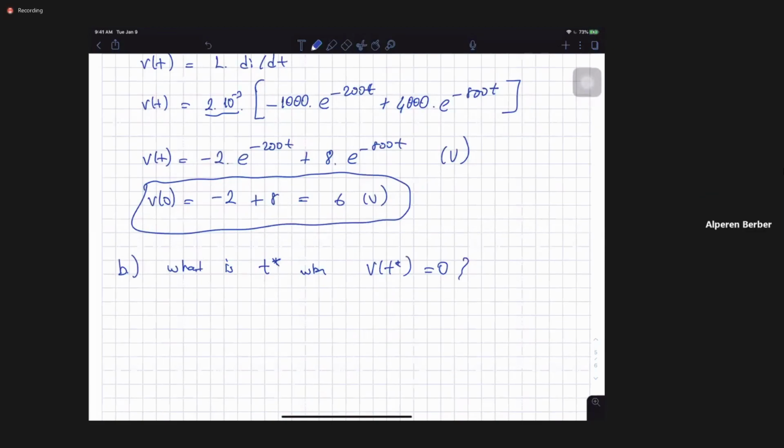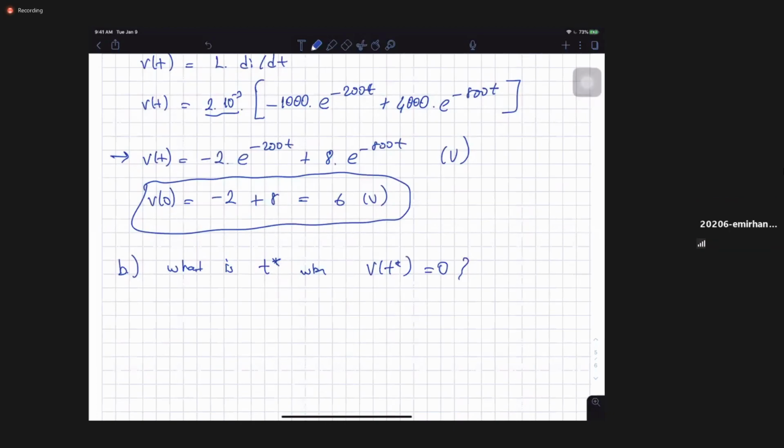We can find it from the equation, maybe. Equation what? This one? V of t, yes. So how do we find it? Let's say we have a given function. How do we find the time instant when it becomes 0? We are basically trying to calculate the zero crossing of the function. How do we do this?